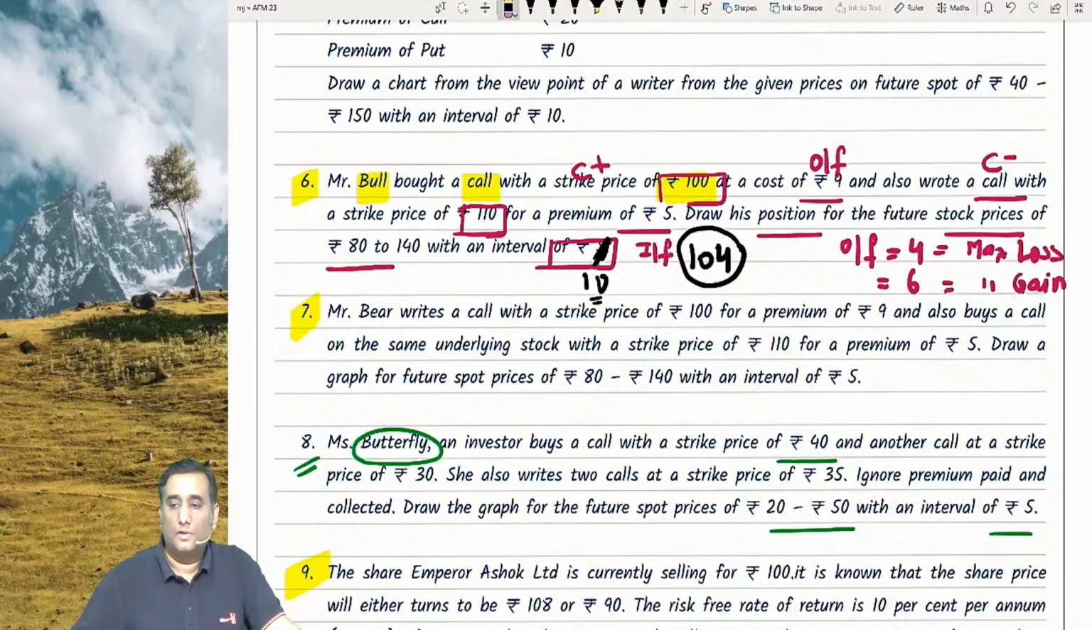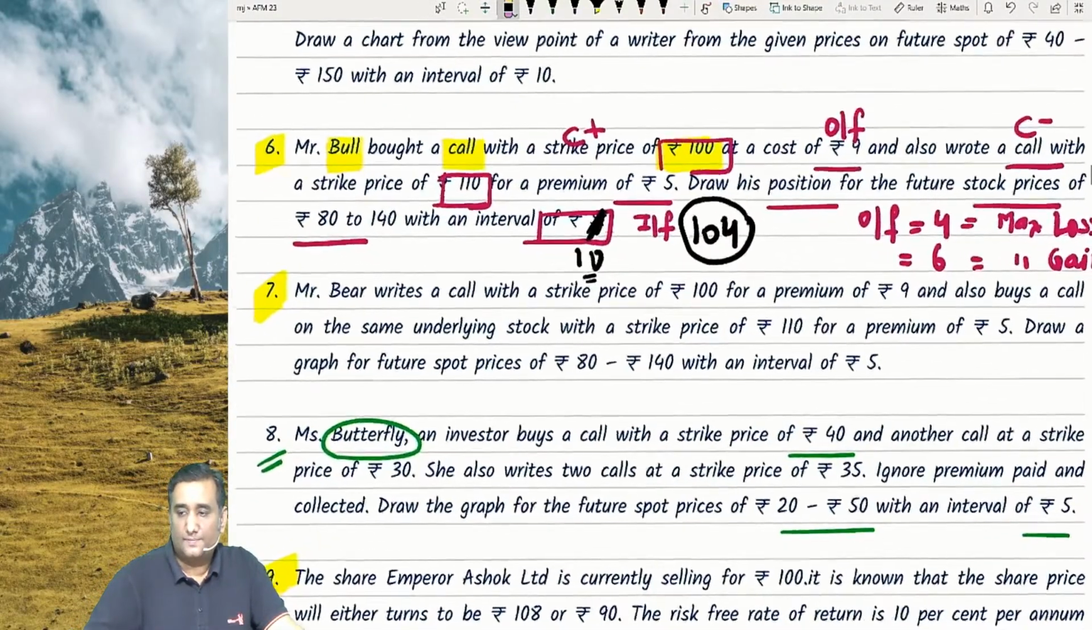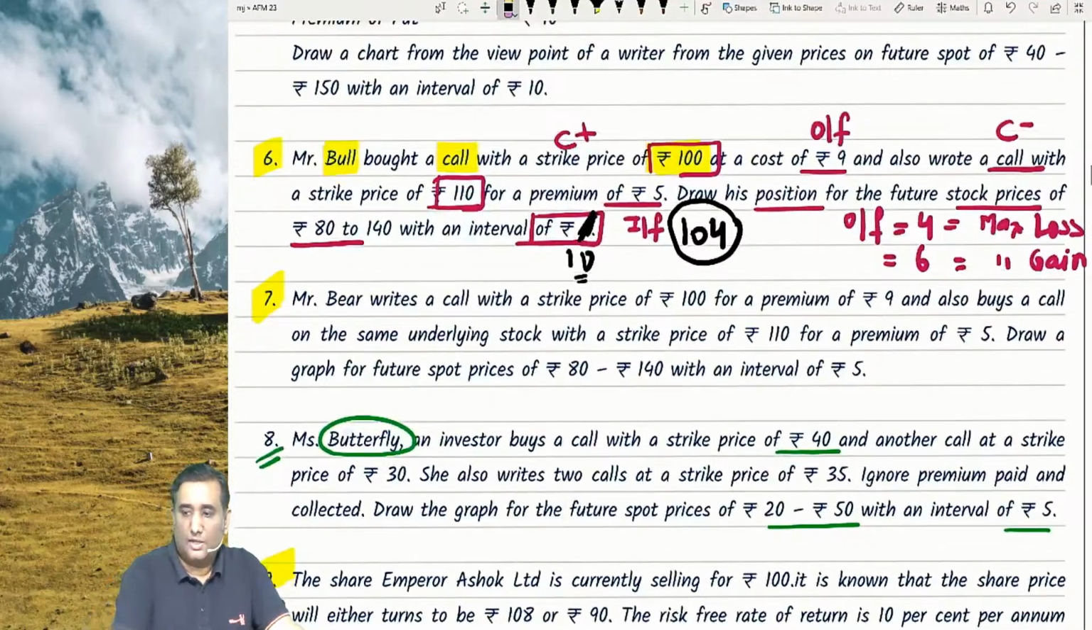Seventh question, and I have given you to draw a payoff profile also. This will help you in options. Draw a payoff profile, 80 to 140 with an interval of 5. The bear call.